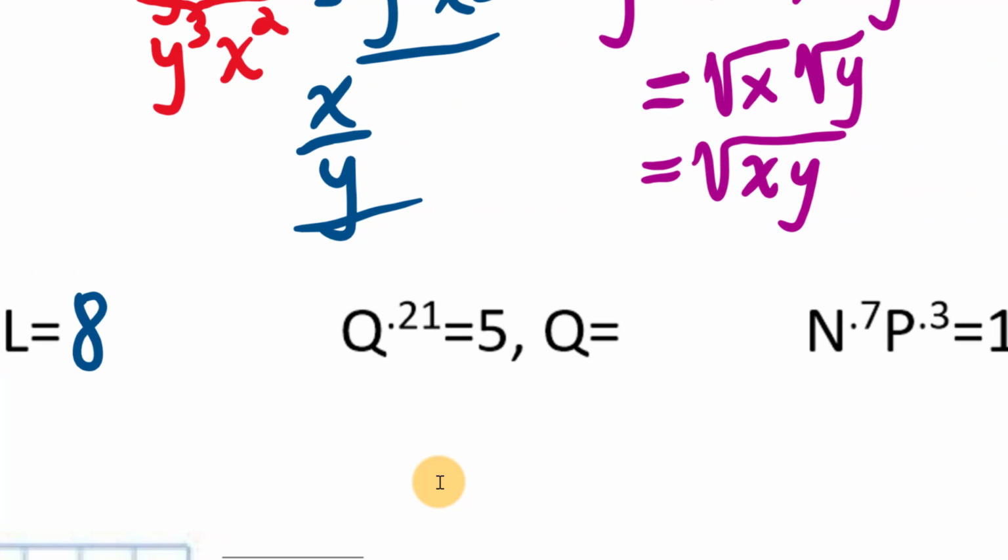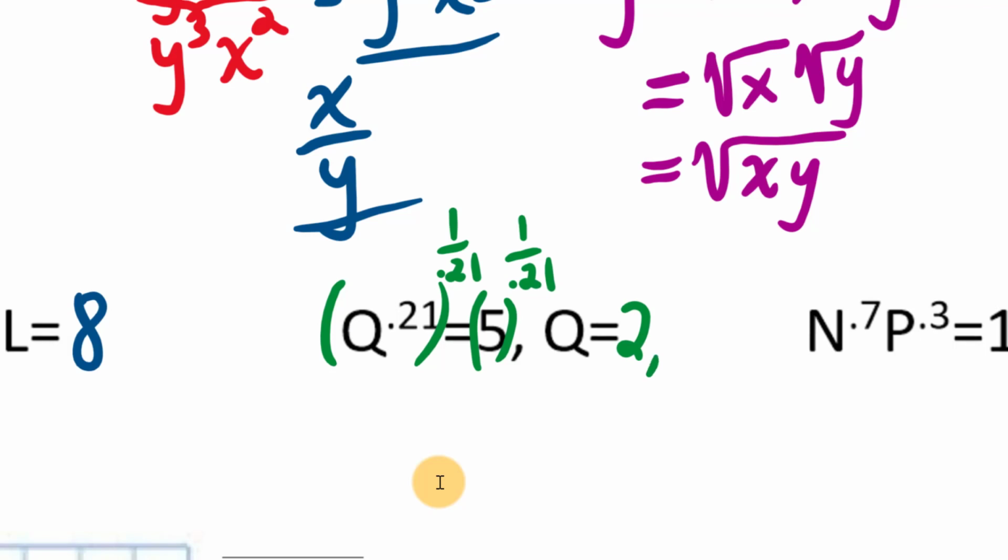Here we have q to the 0.21 power. It's the same rule every single time. Raise both sides to the 1 over 0.21 power. Whatever that is. Raise both sides to the 1 over 0.21. And just do that on your calculator. So on my calculator, I'm doing 5 raised to the, and then in parentheses, 1 divided by 0.21. And you should get something about 2,130.24.